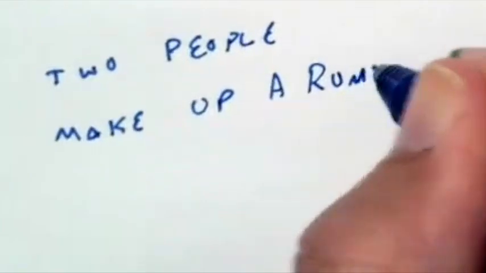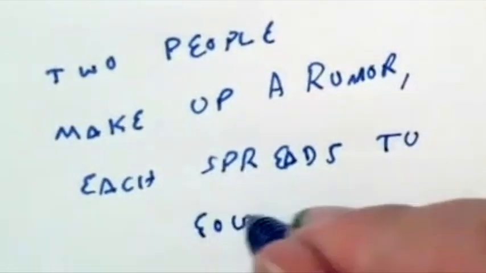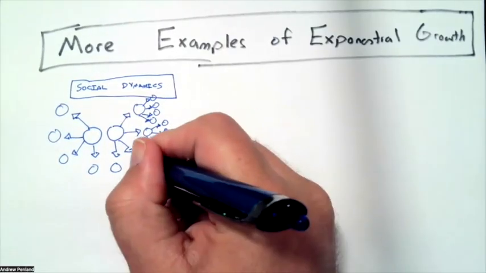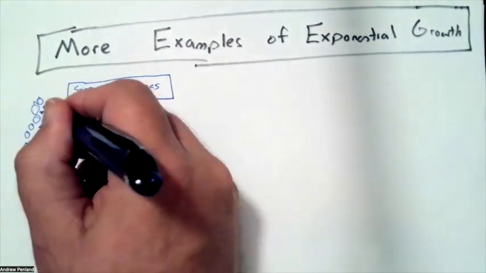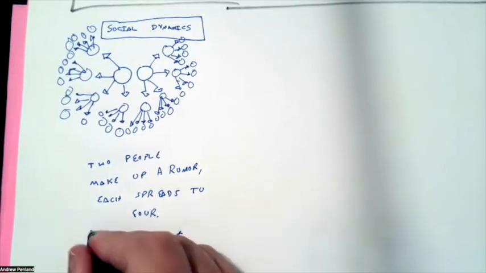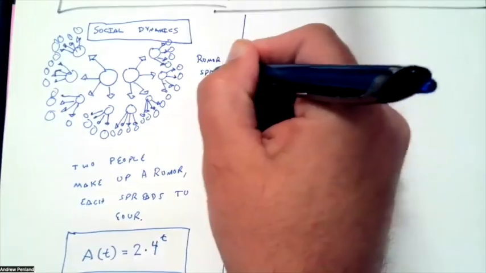If 2 people make up a rumor, and each person who hears the rumor shares it with 4 other people, we could describe the number of people who have heard the rumor at time x by f of x is equal to 2 times 4 to the x, which is an exponential function.